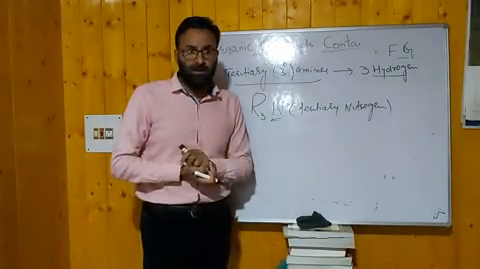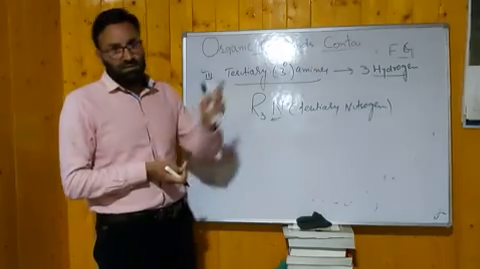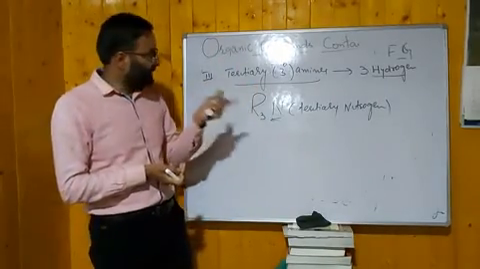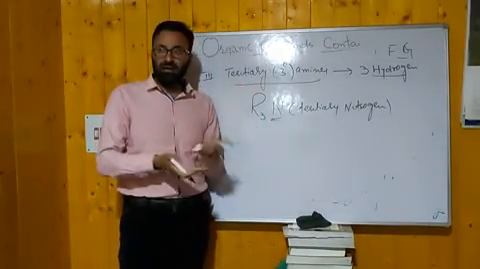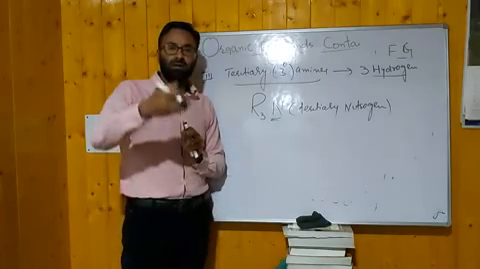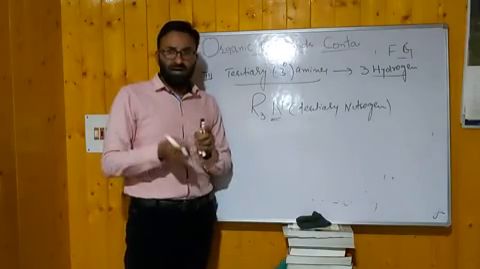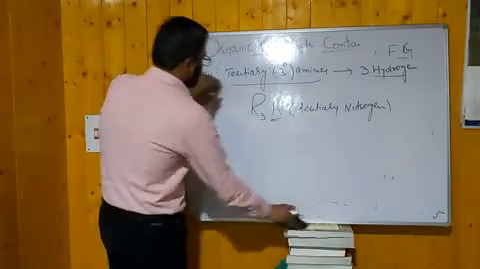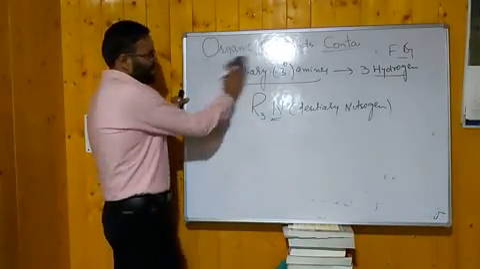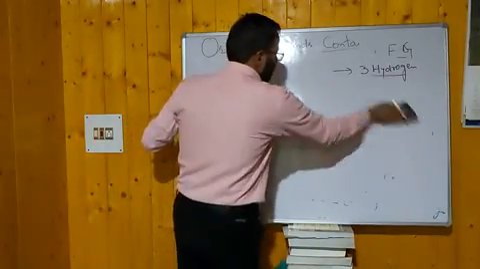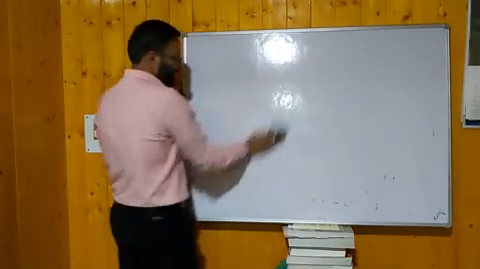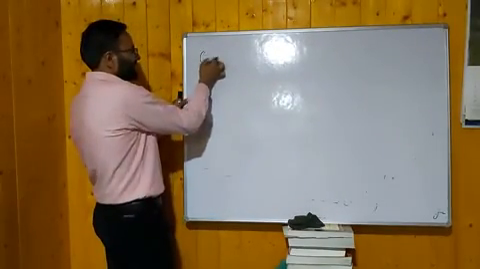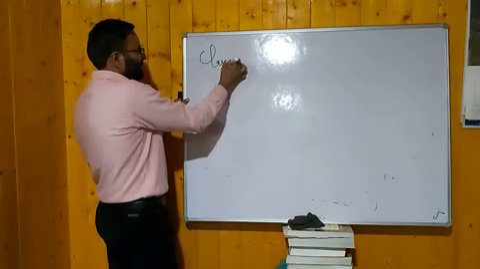Dear students, this is the first classification of amines on the basis of the number of replacements of hydrogen. If you replace one, it is a primary amine. If you replace 2 hydrogens, it is a secondary amine. And if you replace all the 3 hydrogens, this type is known as tertiary amines. This is the first classification of amines. Now we will discuss the second classification of amines.